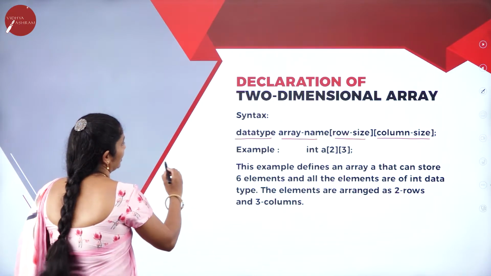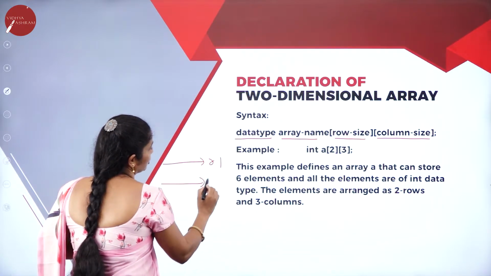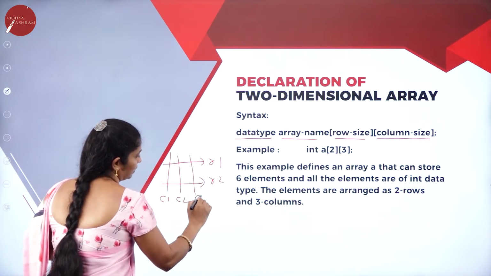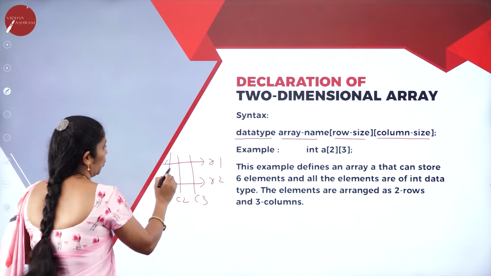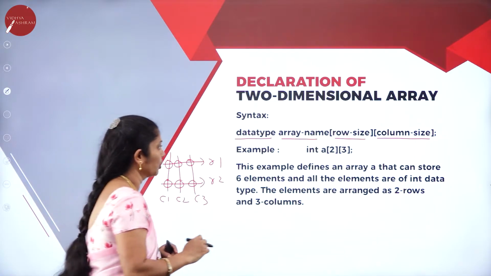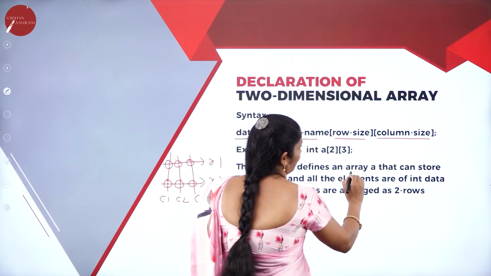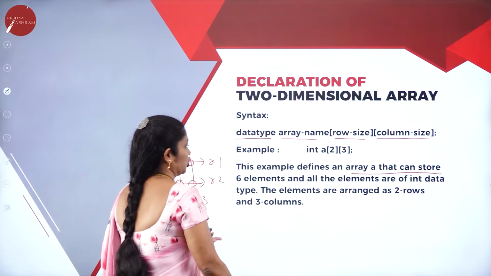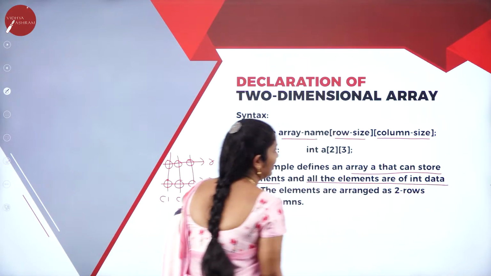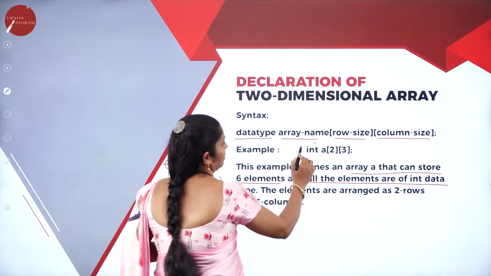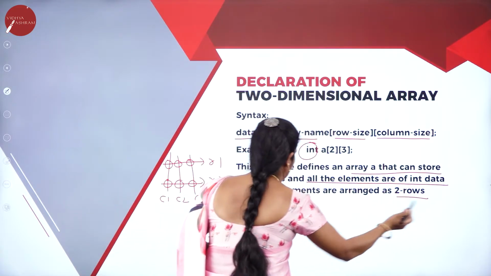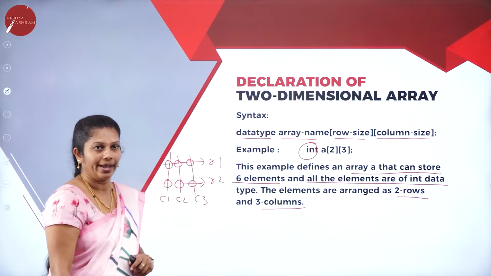Then how many rows are there? Here 2 rows, row 1 as well as row 2. How many columns are there? Column 1, column 2, column 3. How many elements can it store? 1, 2, 3, 4, 5, 6 elements we can store. In this example, we have an array that can store 6 elements, and all the elements are of integer data type only. The elements are arranged in rows as well as columns format.